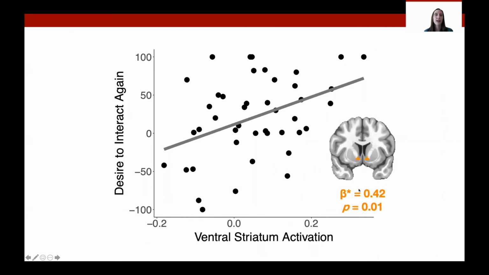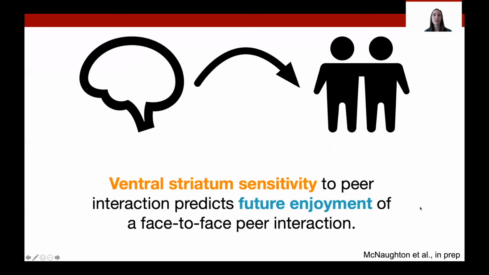And what we found is that that sensitivity to social reward within the ventral striatum is related to how much they want to interact with that peer again, years later. So this is ventral striatum activation to social reward with a peer within an fMRI context is related to how much they want to interact with this novel peer in a totally different setting. And we found a similar, though marginal, effect in this relation between ventral striatum activation and interaction quality of that interaction. So together, these findings show that the ventral striatum sensitivity to peer interaction significantly predicts self-reported desire to interact with a novel peer, and it marginally predicts self-reported interaction quality.